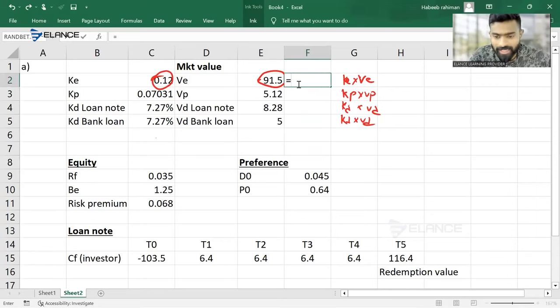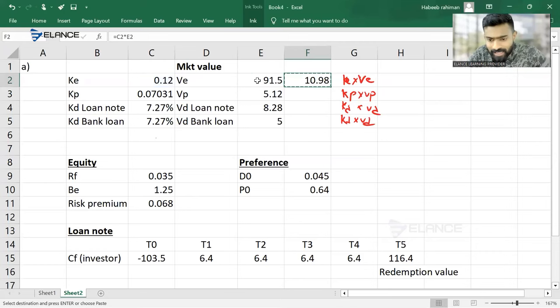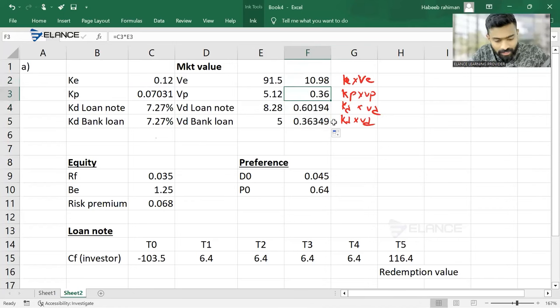This is equal to, in the next column, please do follow me, KE into VE. Since it's written here I can't select it, I deleted it. So equal to KE into VE. Just do this. This is not the time to explain the concept behind this formula. Just follow me. In my normal session, I definitely don't continue without explaining the concept of this formula. For exam marks, just follow this. KE into VE, just copy paste. That's it. Just copy paste. That means this is KP into VP. This is KD into VD. And this is KD into VD.